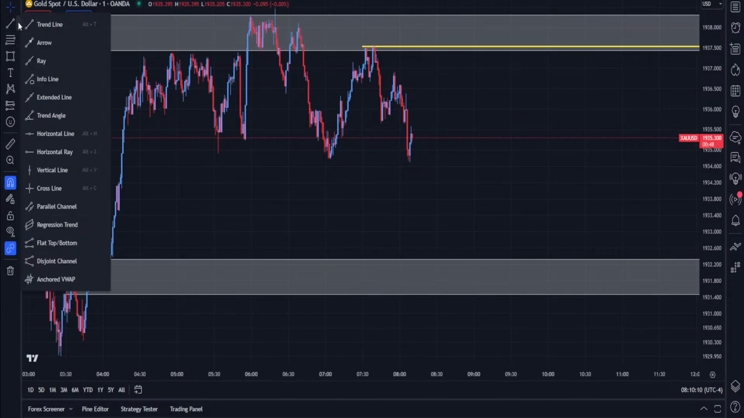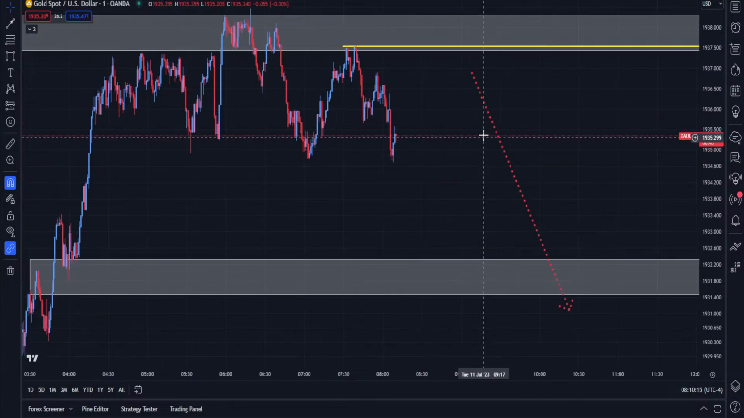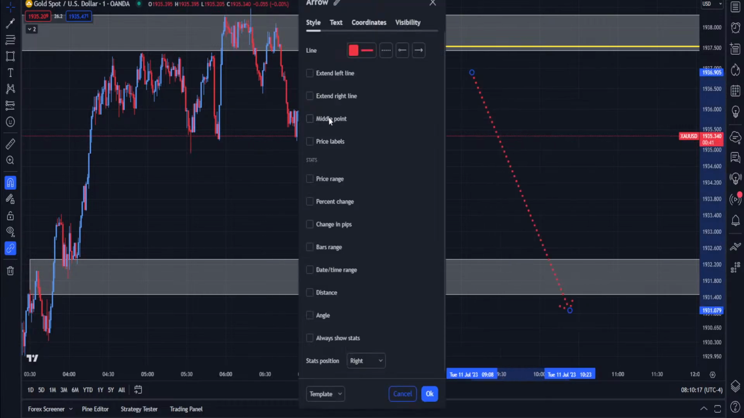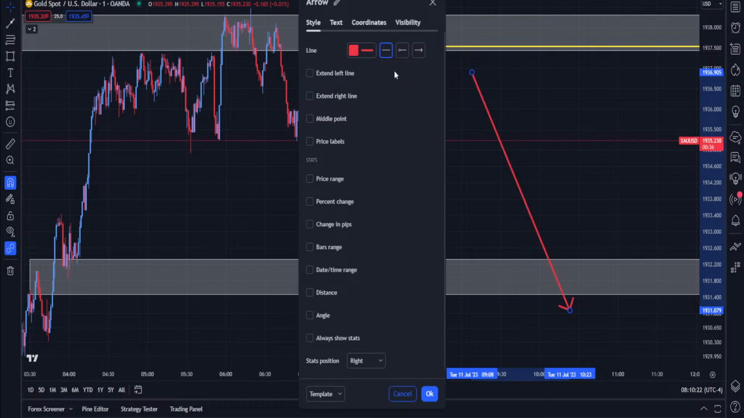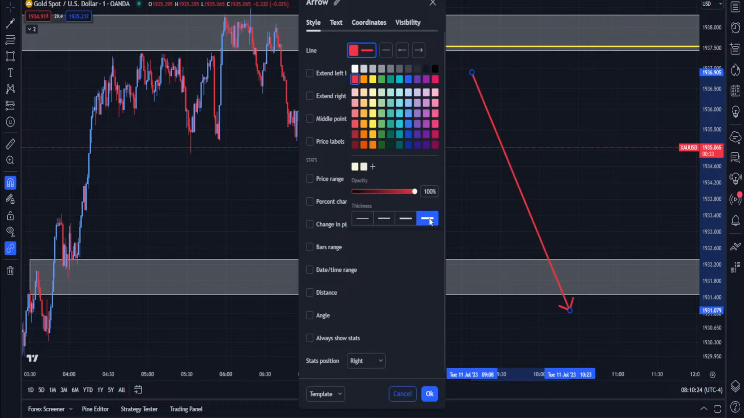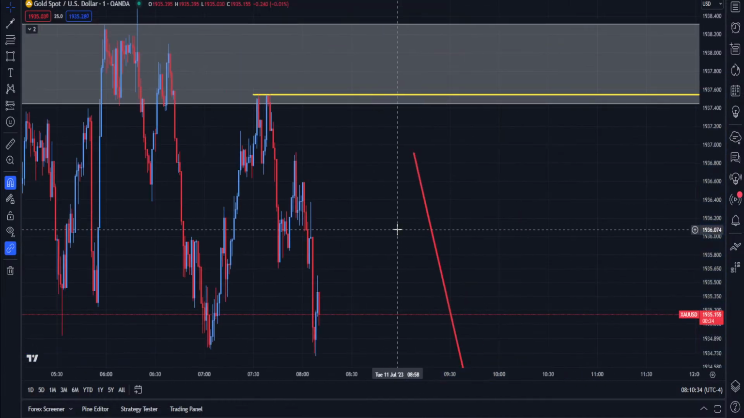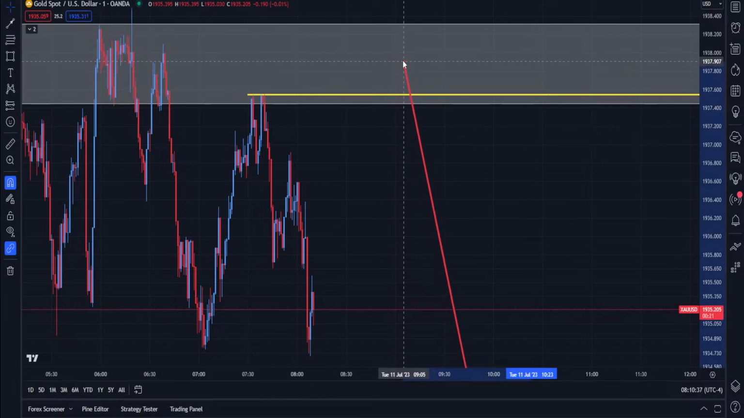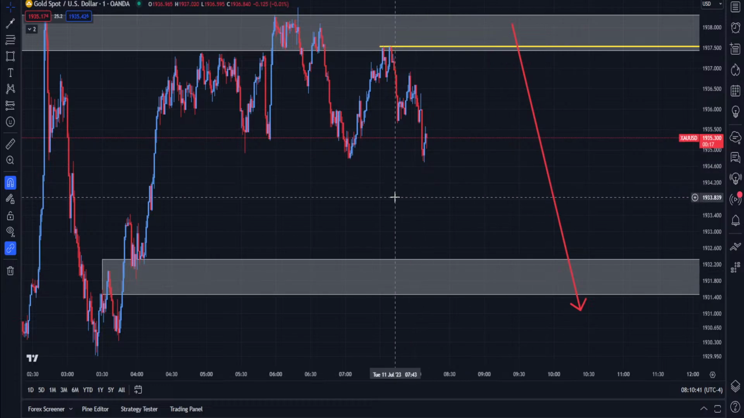Currently our bias for gold is bearish, so let me go ahead and put this like this. It's just so people know that if they join late or something, we know exactly where we're going.